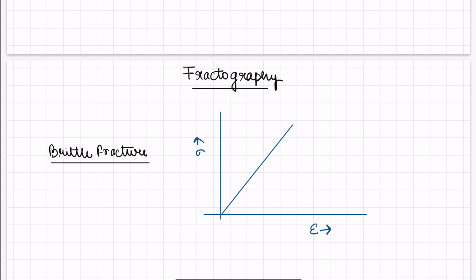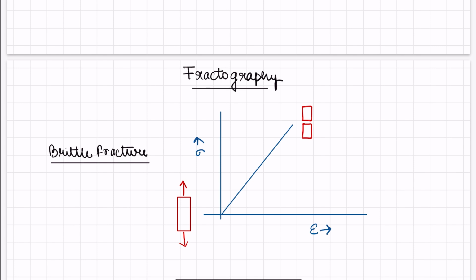Hello friends, we will study fractography today. First of all, brittle fracture. Let's take a brittle material, for example ceramic, and start elongating it using tensile load. In that case, we can observe that once it reaches its fracture limit, it undergoes cleavage fracture.